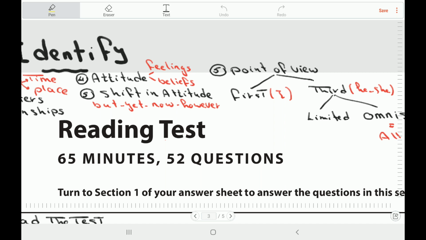Okay, next, the shift in attitude. So if there's any shift in their beliefs, feelings toward each other or towards the surroundings. And notice these keywords: but, yet, now, and however.